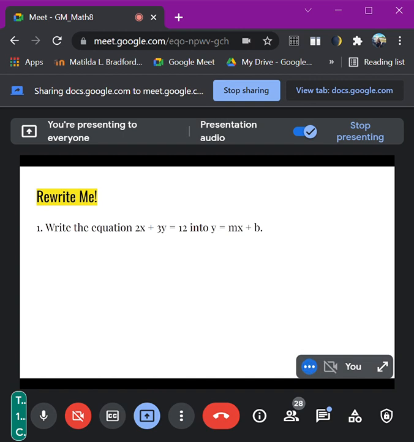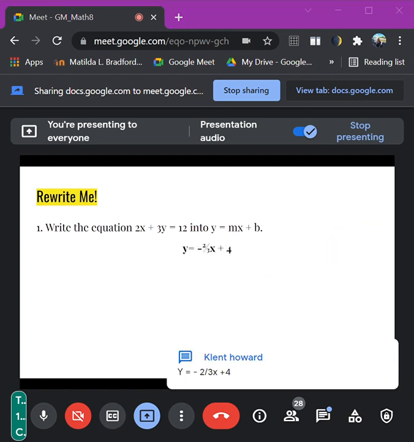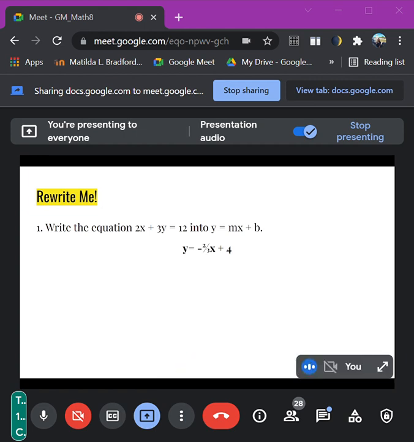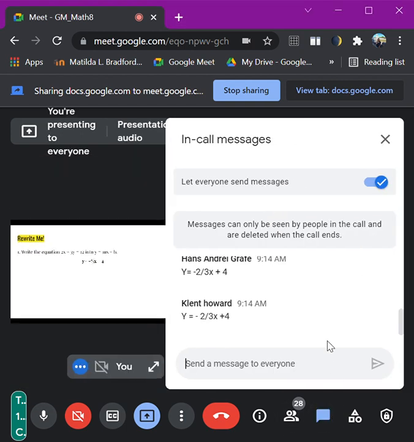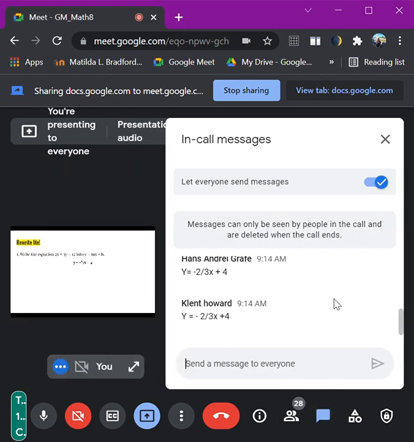Okay, so our answer, class, is y is equals to negative 2/3 x plus 4. Okay, very good. Some of you got it. So, that's a good job.